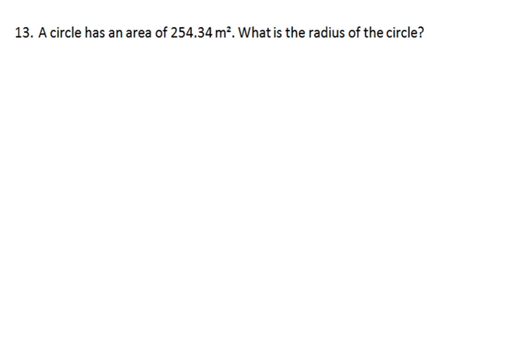Number 13, a circle has an area of 254 and 34 hundredths square meters, and we need to find the radius. So working backwards, we're going to start with the formula for area of a circle, which is pi times radius squared. And then in step 2, I'm going to substitute in all the things that I know.